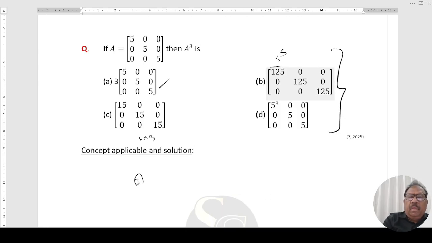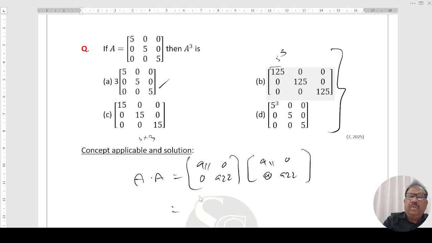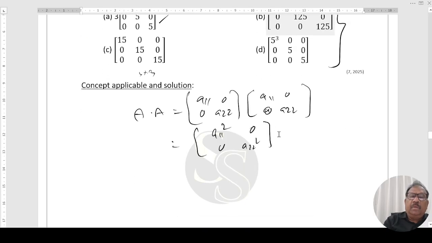Right? If A into A equals A11 0 0 A22, again A11 0 0 A22. If we simplify, we get A11 square 0 0 A22 square. If we again take A square into A, we get A11 cube 0 0 A22 cube.